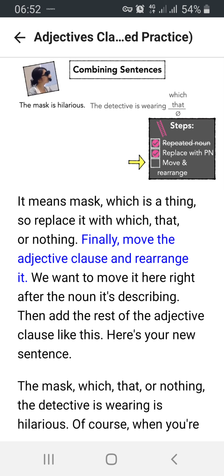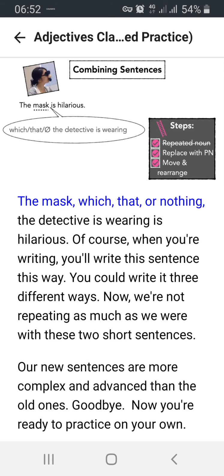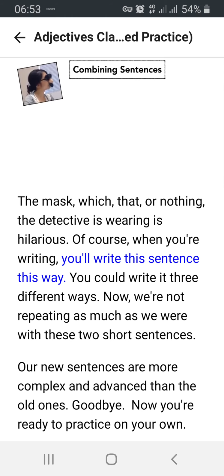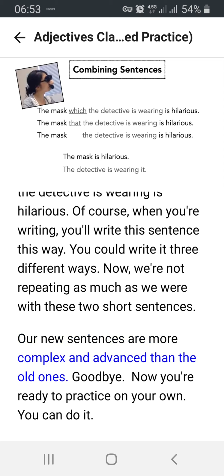Finally, move the adjective clause and rearrange it. We want to move it here, right after the noun it's describing. Then add the rest of the adjective clause like this. Here's your new sentence. The mask, which, that, or nothing the detective is wearing is hilarious. Of course, when you're writing, you'll write the sentence this way. You could write it 3 different ways. Now, we're not repeating as much as we were with these 2 short sentences, right? Our new sentences are more complex and advanced than the old ones.